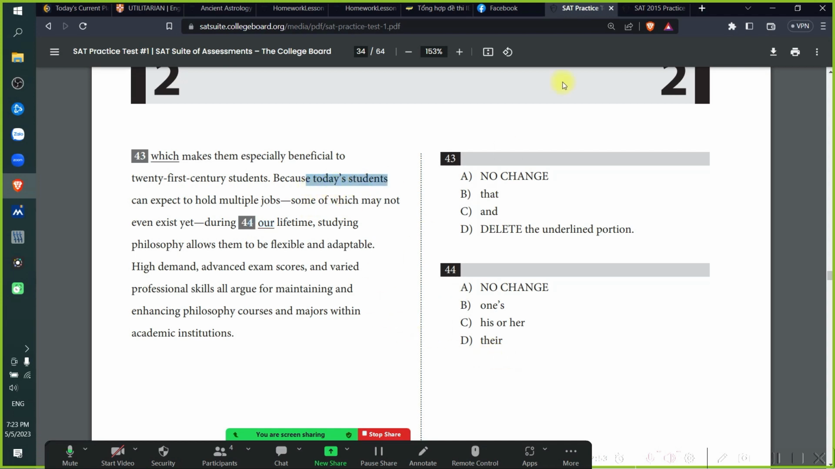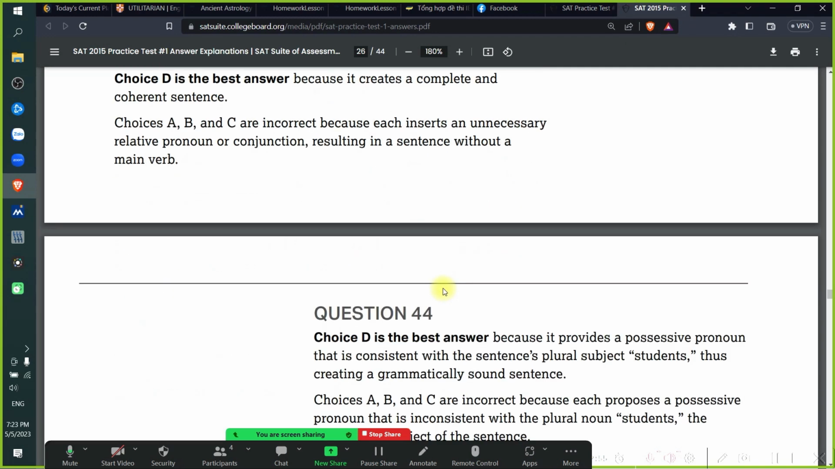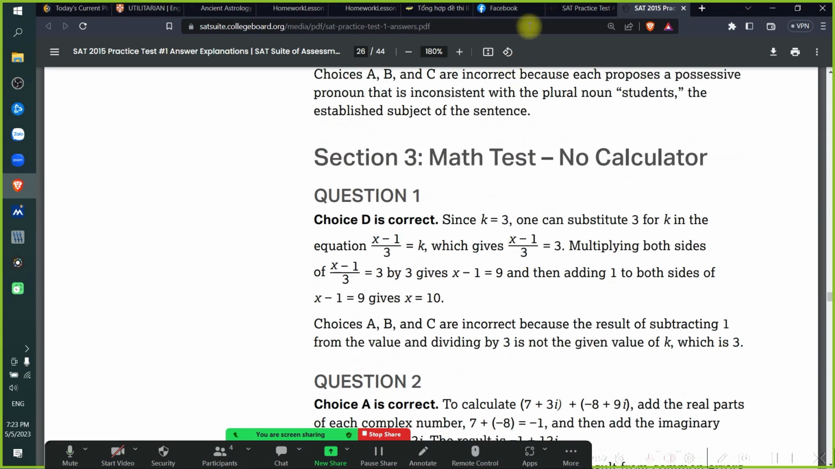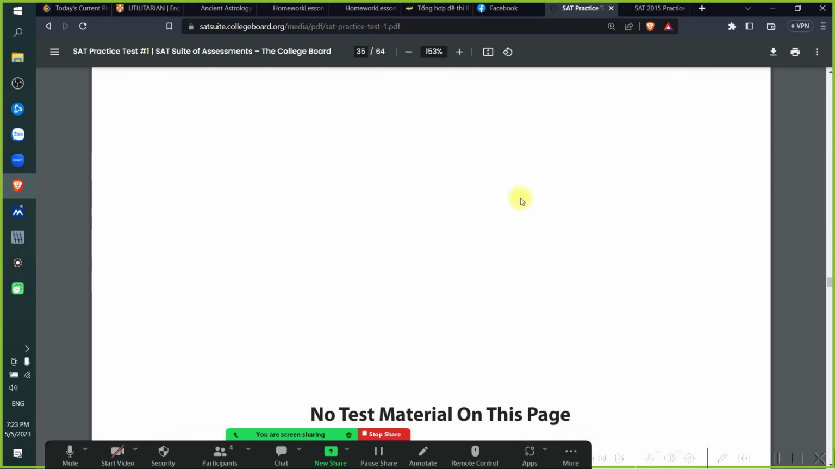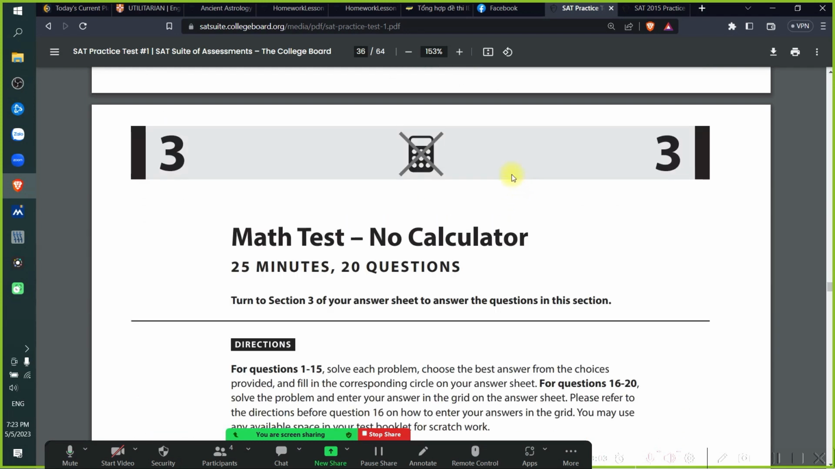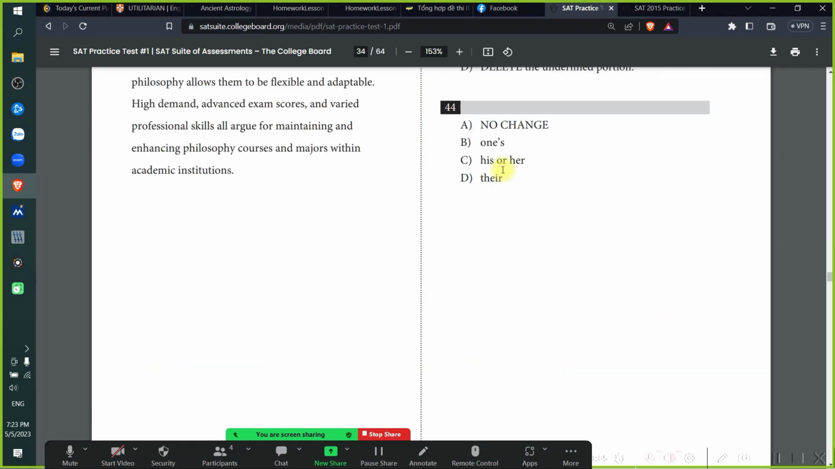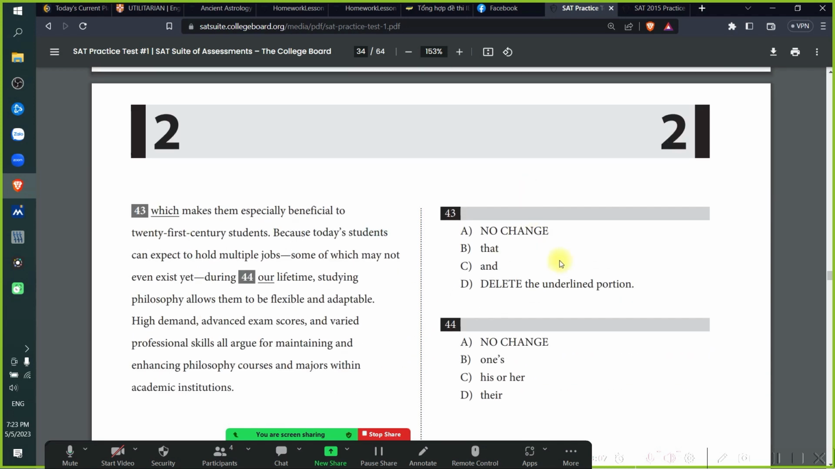Alright, 44, it's the... that's it, I think. Any question? We finish with this SAT practice test 1. Any question, class?